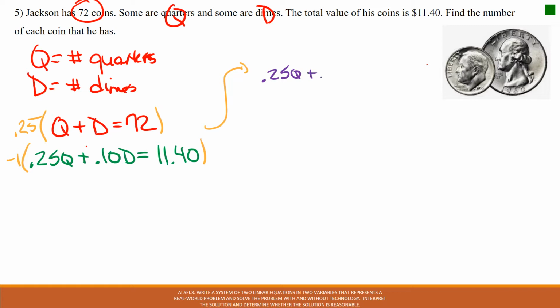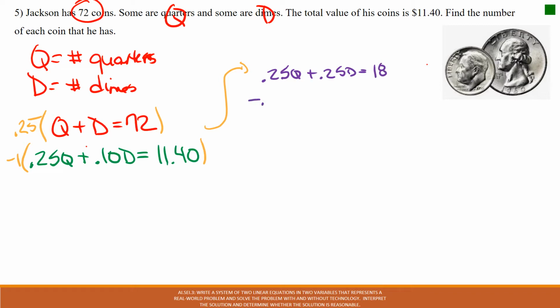0.25Q plus 0.25D. We got to take 72 times 0.25. That's the biggest problem people have, is they forget to multiply all the way through. Got to do that, okay? And that's going to equal 18.